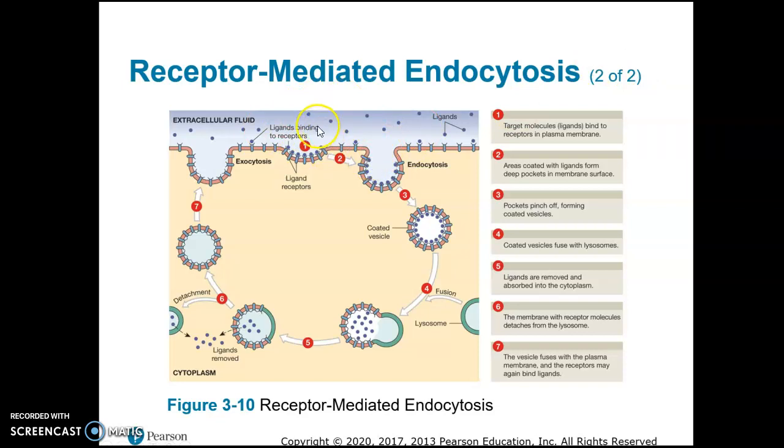The LDL, or low density lipoprotein cholesterol, which we also know as the bad cholesterol, is moved into our cells this way. What happens is the molecules called ligands, the cholesterol would be an example of a ligand, bind to the receptors on the plasma membrane, and then the plasma membrane in step 2 forms an indentation, and it eventually will pinch off and form a vesicle, a coated vesicle coated with those receptors.